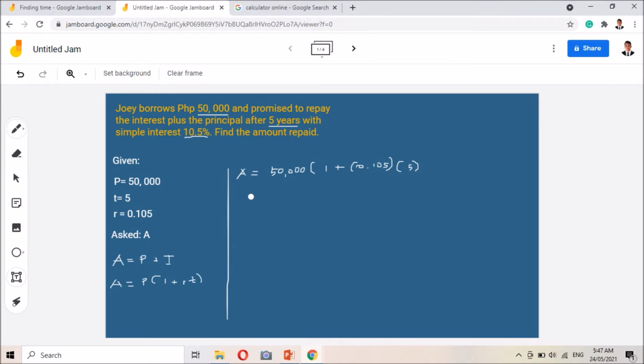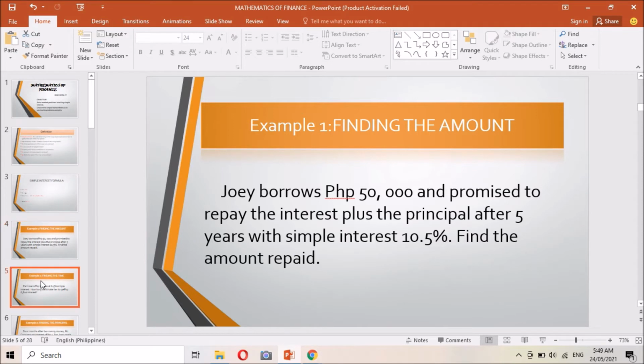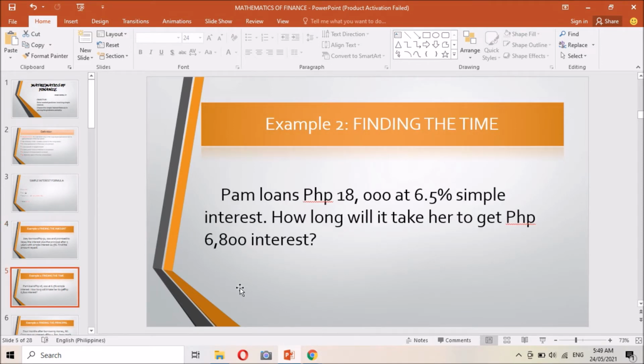Okay? And 50,000 times 1 plus the product of rate and time will give us 26,250 interest. Alright, 76,250 pesos will be our final answer for this problem. So now let's proceed to example number 2, finding the time.